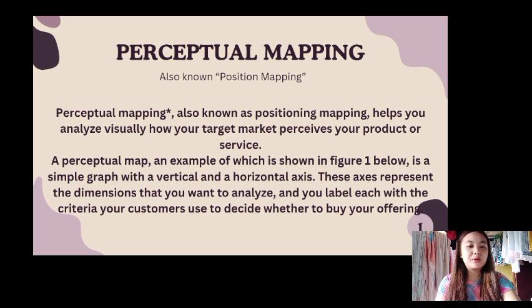What is perceptual mapping? Perceptual mapping, also known as positioning mapping, helps you analyze visually how your target market perceives your product or service. A perceptual map, an example of which is shown in figure 1 below, is a simple graph with a vertical and a horizontal axis. These axes represent the dimensions that you want to analyze, and you label each with the criteria your customers use to decide whether to buy your offering.